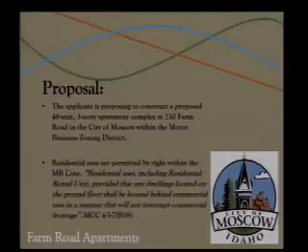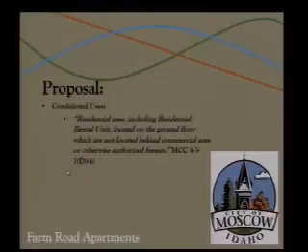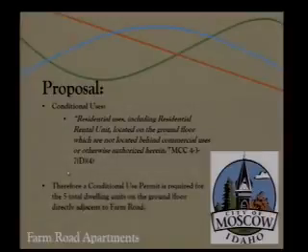Residential uses are permitted by right within the Motor Business Zone, and as Moscow City Code states, residential uses include residential rental units, provided that any dwelling located on the ground floor shall be located behind commercial uses in a manner that will not interrupt commercial frontage. Conditional use for this permit is residential uses including residential rental units located on the ground floor which are not located behind commercial uses or otherwise authorized therein. Therefore, a conditional use permit is required for the 5 total dwelling units on the ground floor directly adjacent to Farm Road.